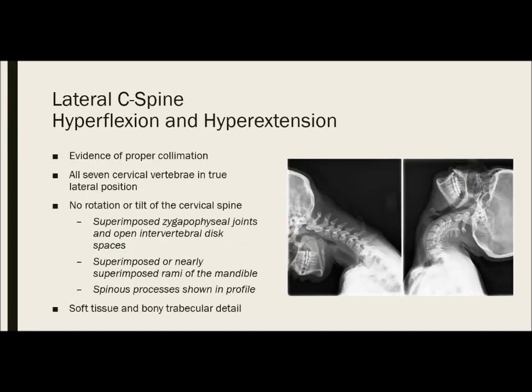Now our evaluation criteria for these, again, we want evidence of proper collimation. We want all 7 cervical vertebrae in true lateral position. We want no rotation or tilt of the cervical spine. We want superimposed zygapophyseal joints and open intervertebral disc spaces. We want superimposed or nearly superimposed rami of the mandible. And we want our spinous processes shown in profile, as you can see here.